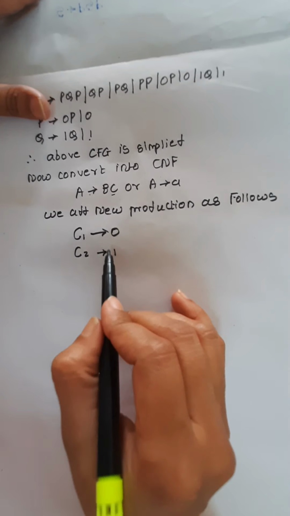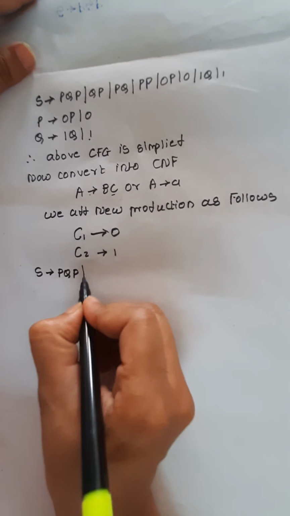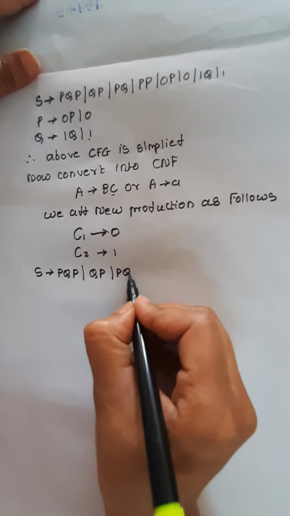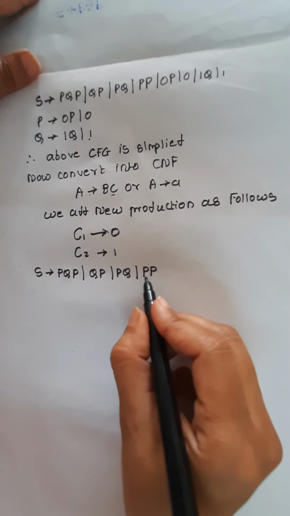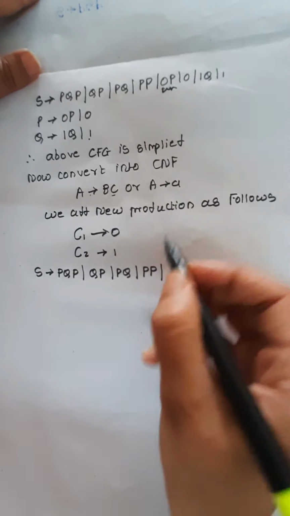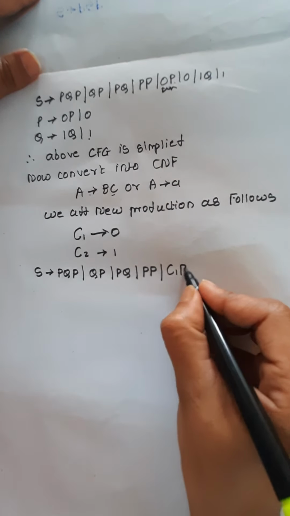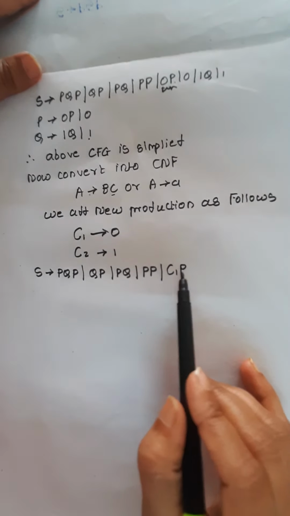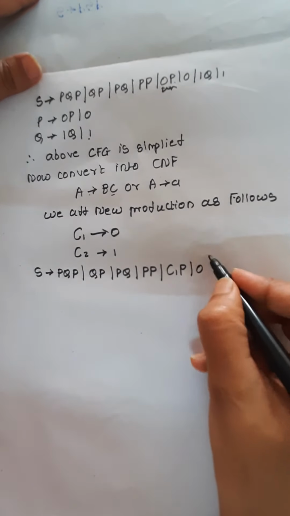So by substituting this, your S becomes PQP, QP which is already in CNF, two non-terminals, PQ which is already in CNF, two non-terminals, PP which is already in CNF having two non-terminals. And now see here, in this production, 0P, instead of 0 I am putting C1 and the P as it is. Previously it was not in CNF, now it comes into CNF. The single terminal 0 is allowed, which is already in CNF.